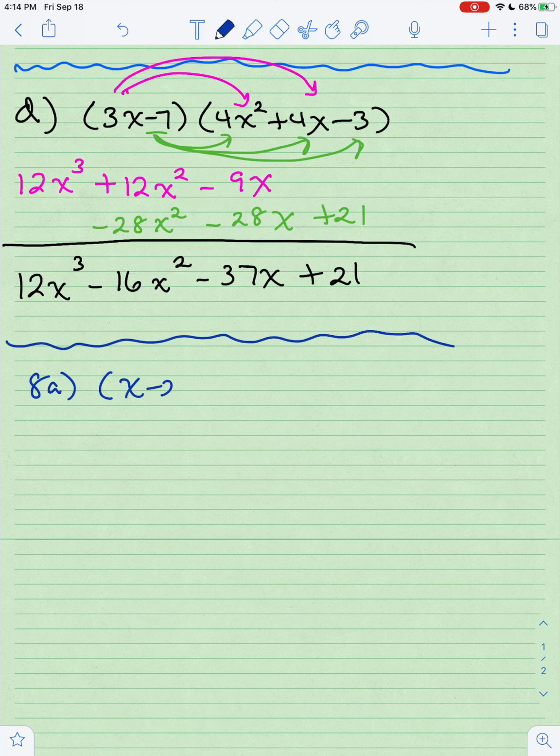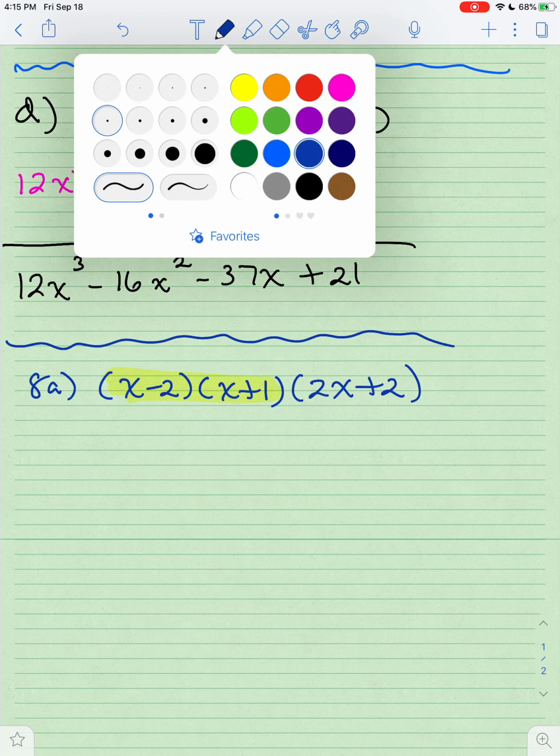So if you have to multiply 3 binomials together, something like x minus 2 times x plus 1 times 2x plus 2, you're just going to want to pick 2 to do together to start, and then you want to do the third one after. So you just do 2 at a time. You can't work all 3 together. So let's say we just focus on the first 2 since they're written right next to each other. And we'll do a quick FOIL.